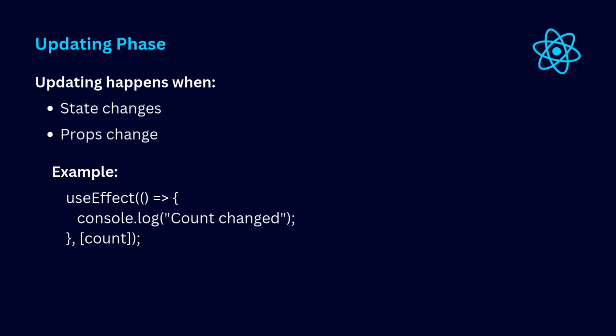Count. Here the effect runs when the component first loads. It runs again every time the value of count changes. This is how we handle the updating phase in the functional components. Lastly, we will see unmounting phase. Unmounting happens when a component is removed from the screen.